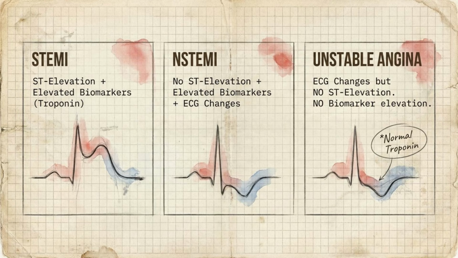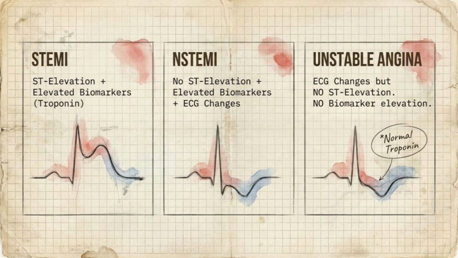The tricky one, the warning shot. With unstable angina, you get no ST elevation. Right. And critically, you get no elevated troponins. So no damage yet. Not yet. But the patient is unstable. Their chest pain is new or it's happening at rest. They are right on the edge of having a full-blown heart attack. That distinction drives everything.